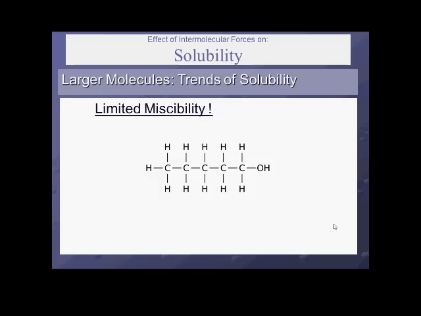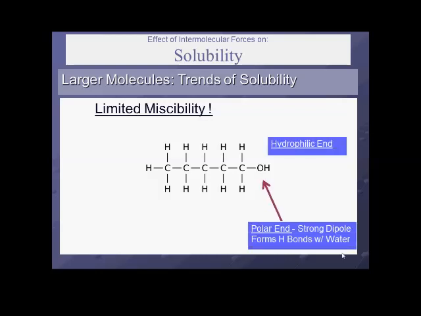Finally, I want to take a look at some larger molecules. We looked at some smaller, simpler molecules up to this point, where it's just got a polar side, with a partial negative and a partial positive on it. But here's a little more confusing situation. Here we have some pentanol, or pentyl alcohol, and you can see we have an alcohol group, that OH there, which is going to be a polar end. There'll be a pretty large dipole on that because of the hydrogen bonded to the oxygen. So if we put this in water, the question is, is it going to dissolve or not?